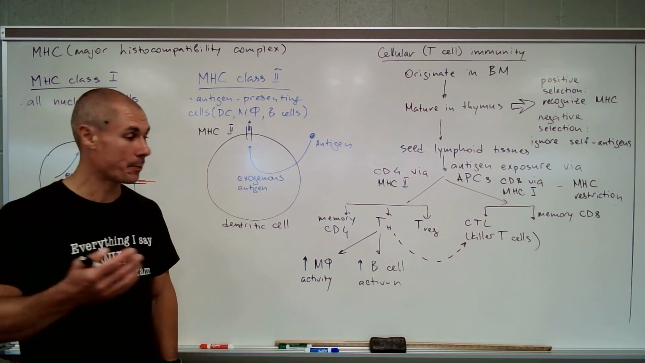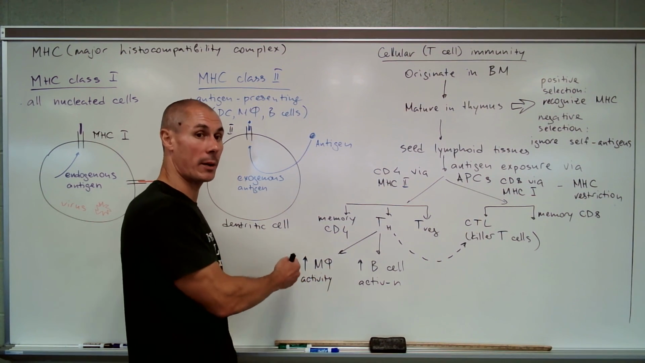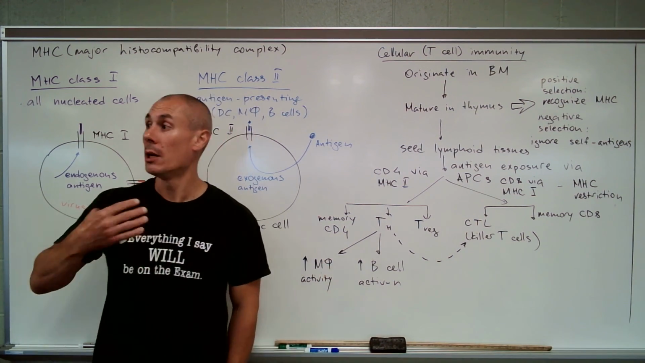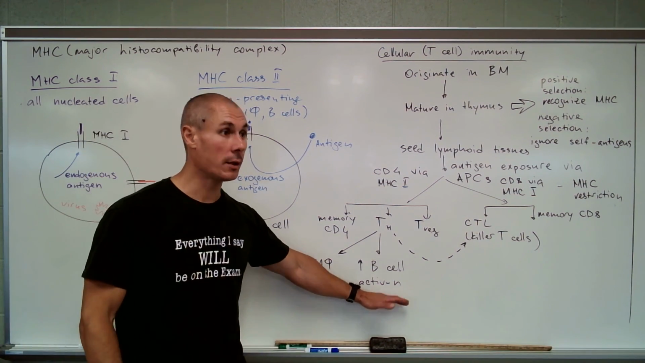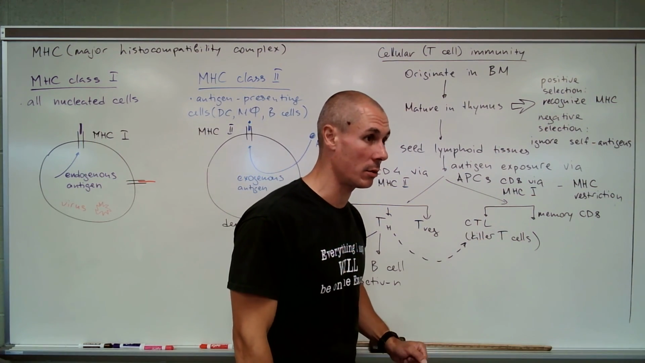So the point is, T helpers help macrophages become more mature, more specific. They stimulate activation of B cells and production of antibodies, and maturation of cytotoxic lymphocytes.